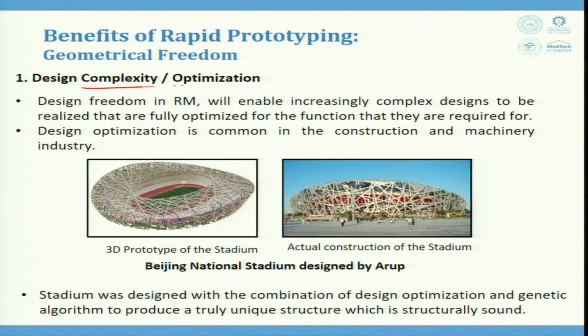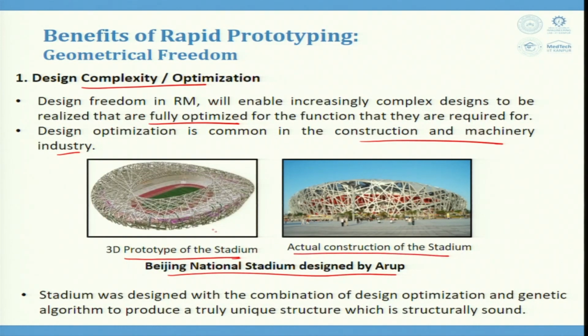First is design complexity and optimization. Design freedom in rapid manufacturing will enable increasingly complex designs to be realized that are fully optimized for the function they are required for. Design optimization is common in the construction and machinery industry. You can see this is the Beijing National Stadium designed by Arup. This is a 3D prototype of the stadium, and the actual construction of the stadium also happened based upon this prototype which was developed. The stadium was designed with a combination of design optimization and genetic algorithm to produce a truly unique structure which is structurally sound and uses minimum material.